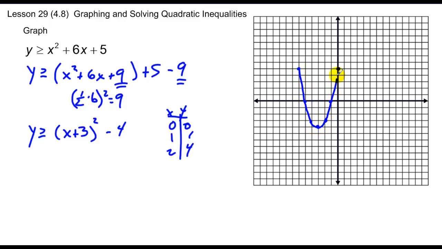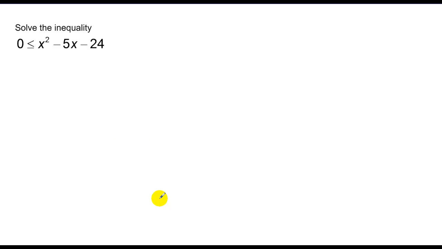Now I have to shade. And just like all of our other problems involving shading, I pick a sample point. I usually go 0, 0. So if I plug into this equation right here, point 0, 0, I have 0 is greater than or equal to 5. Is 0 greater than or equal to 5? No, that's a false statement, so my shading goes to the interior of the parabola.